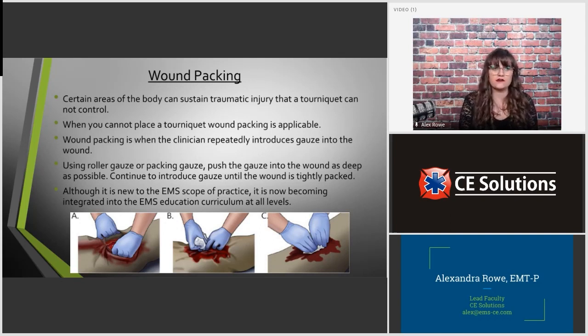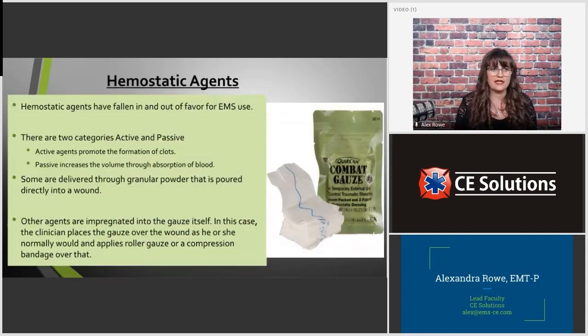You can use roller gauze or packing gauze. There's also some gauze that has hemostatic agents on it, but be careful. There are some physicians and hospitals that don't necessarily recommend that, and just to use regular sterile roller gauze. Hemostatic agents, I started to say this, have fallen in and out of favor for EMS use.